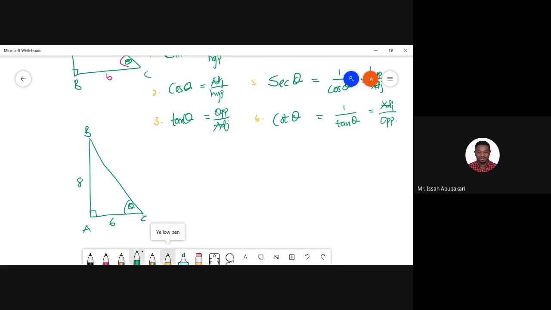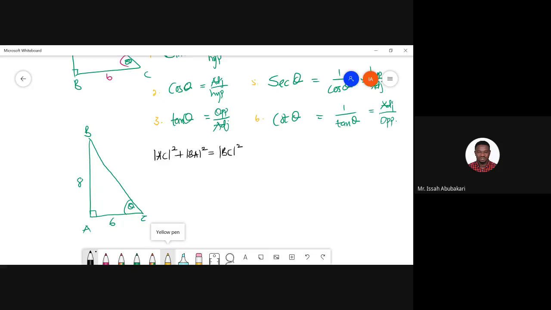So you realize that we have the opposite, which is 8. We have the adjacent, which is 6, but we don't have the hypotenuse. Right? That is where we employ the skill we learned from Pythagoras Theorem. Pythagoras Theorem says that the sum of the squares of the other two sides should be equal to the square of the longer side. So let's try to write the formula down. We are going to have the square of AC plus the square of BA should be equal to the square of BC, right?